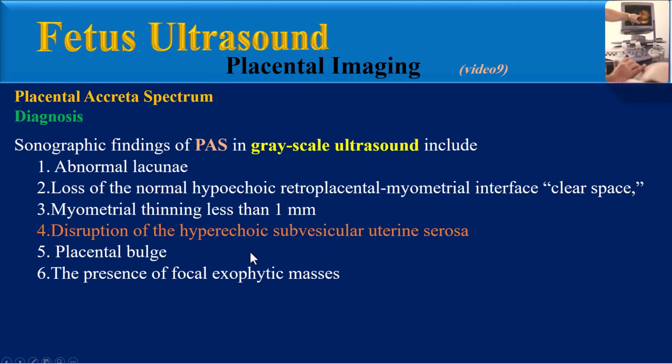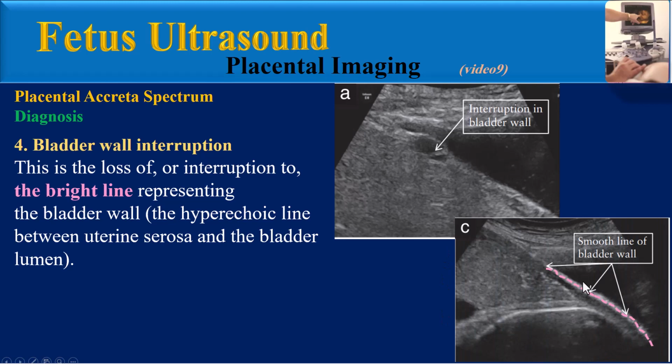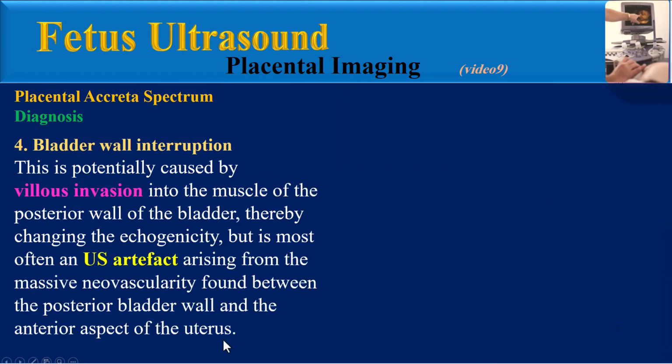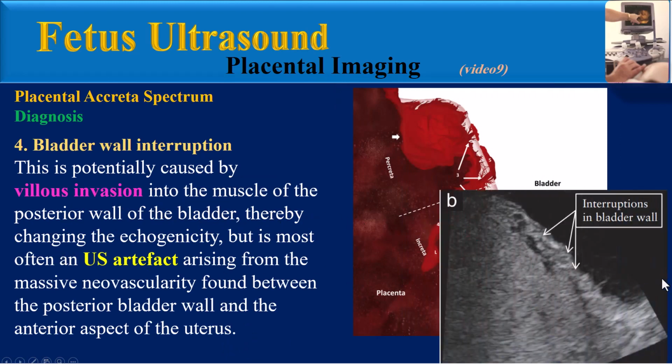Disruption of the hyperechoic subvesicular uterine serosa. This is the loss or interruption of the bright line representing the bladder wall, or the hyperechoic line between the uterine serosa and the bladder lumen. This is potentially caused by villous invasion into the muscle of the posterior wall of the bladder, thereby changing the echogenicity, but is most often an ultrasound artifact arising from the massive neovascularity found between the posterior bladder wall and the anterior aspect of the uterus.